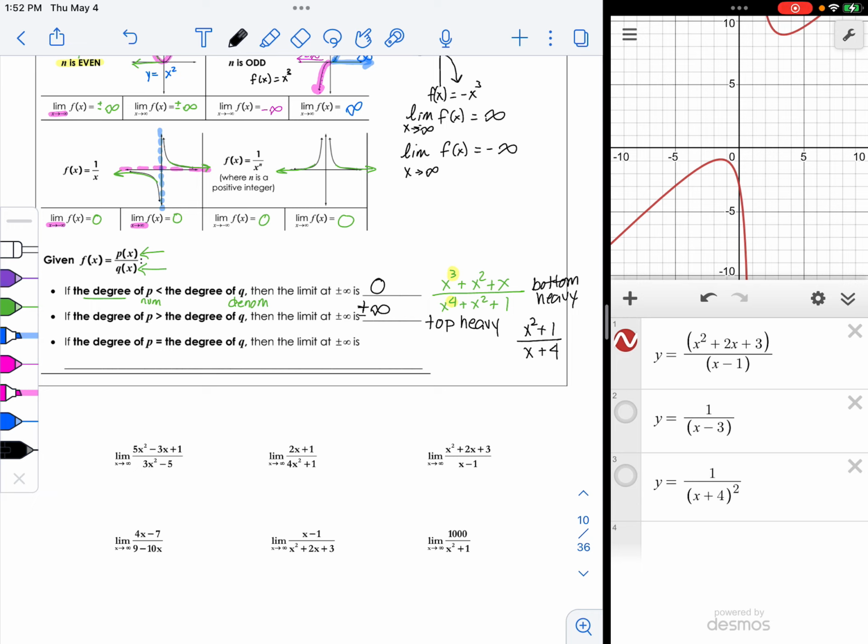But if you have a situation where the degree of your numerator is equal to the degree of your denominator, then your limit is always going to be the ratio of your leading coefficients.